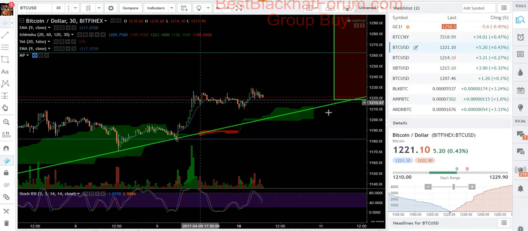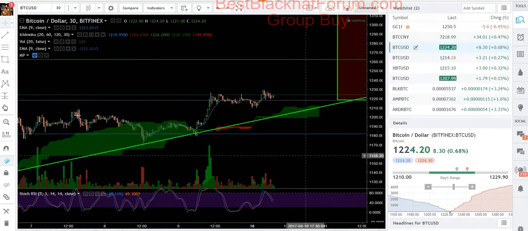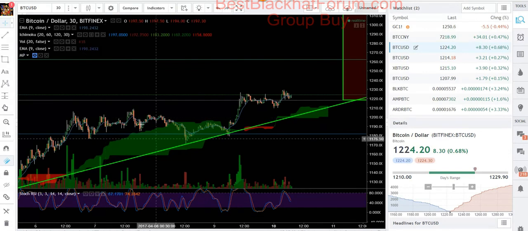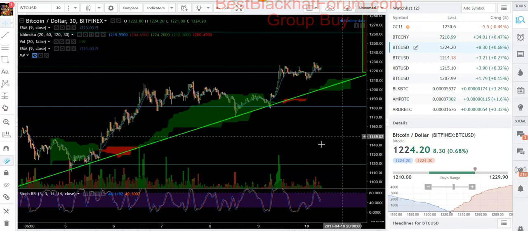Okay, now here we've kind of been respecting the trend, but we've fallen into this here where we bounced off the hourly cloud twice. We were in this half-hour cloud. So on the half-hour level, the trade wasn't so clear.